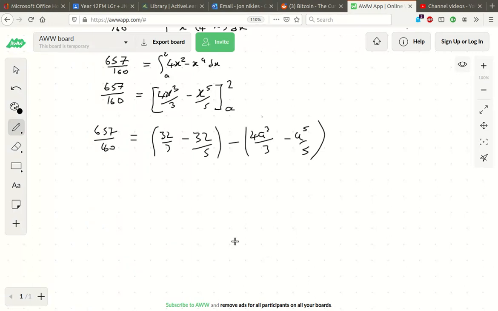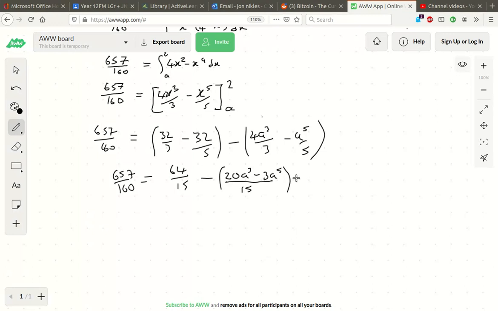What do you get? 32 over 3. You know, the number's so awkward, you might as well pick up your calculator in this kind of thing. 64/15. And you might as well simplify that. That's going to be 20a cubed minus 3a to the 5 over 15. Might even choose to multiply everything by 15, to be honest with you. Looks like the thing to do.